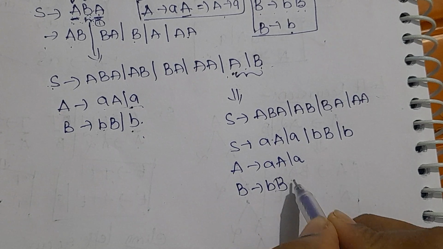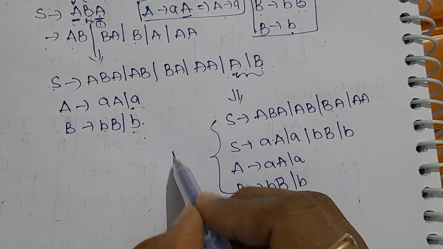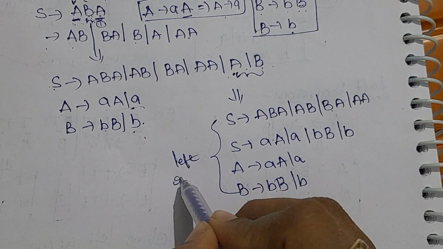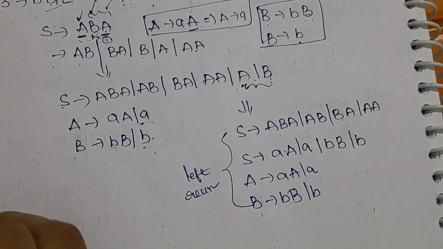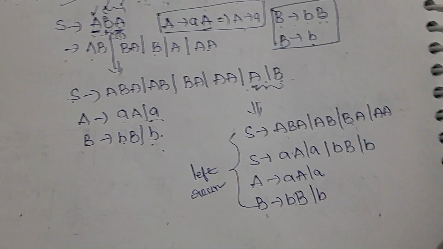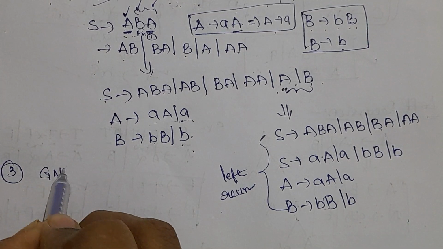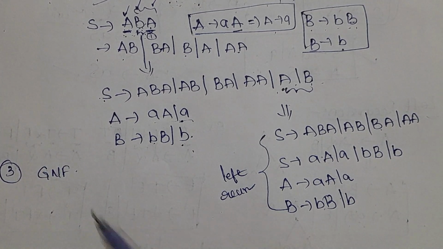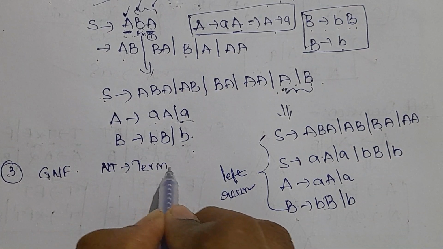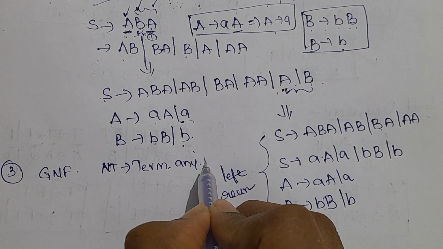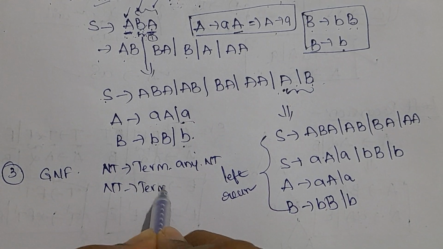Small b, capital B or B. See here, there is no left recursion, right? There is no left recursion. So, now in the third step we need to convert it into GNF form. So, what is meant by GNF form? A non-terminal gives a terminal followed by any number of non-terminals, or a non-terminal gives a single terminal, right?